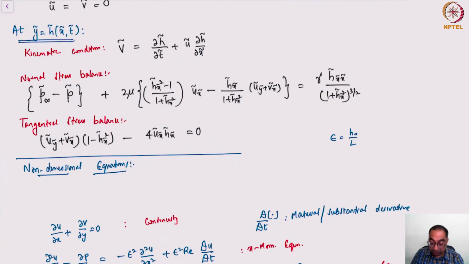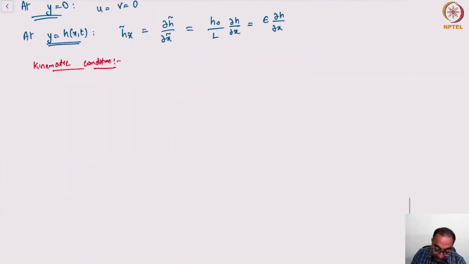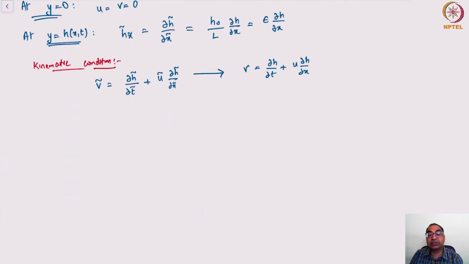So now this equation, if you work it out, you will exactly get the same. You will get v tilde will be del h tilde by del t tilde plus u tilde del h tilde by del x tilde. This simply becomes v is equal to del h by del t plus u del h by del x. No change in this equation.